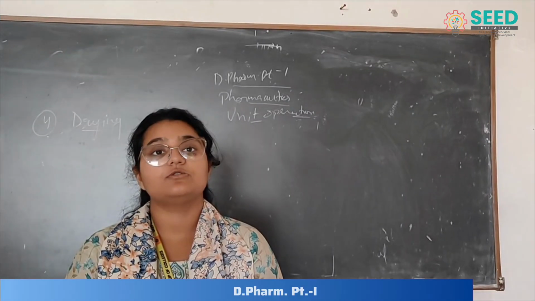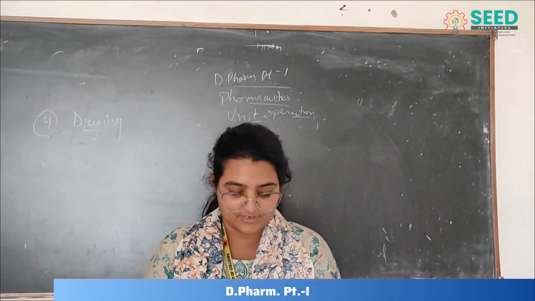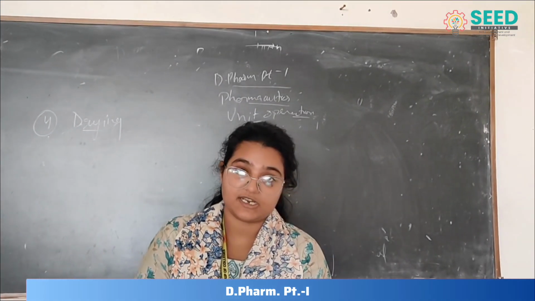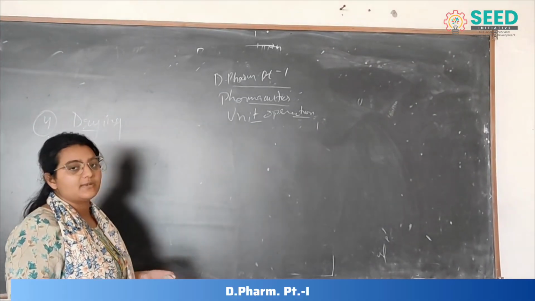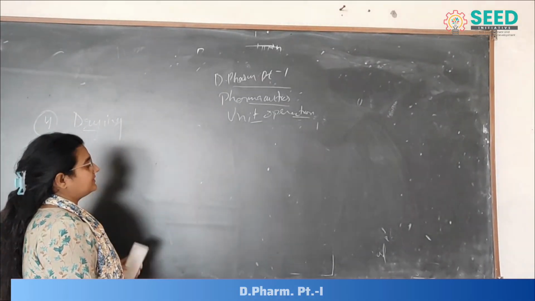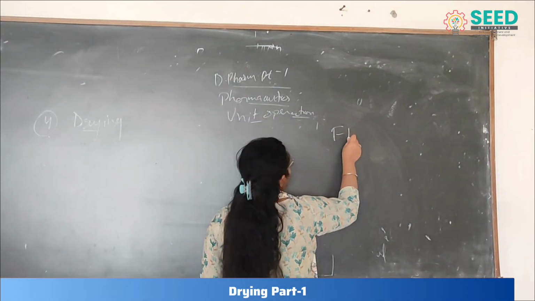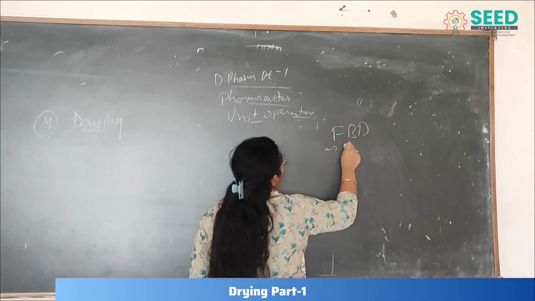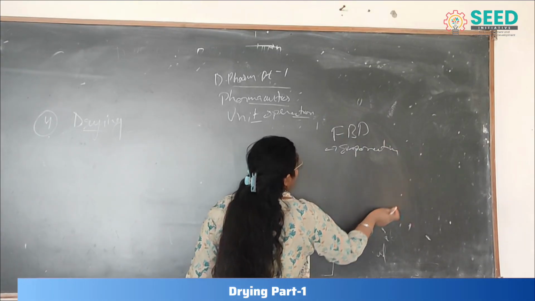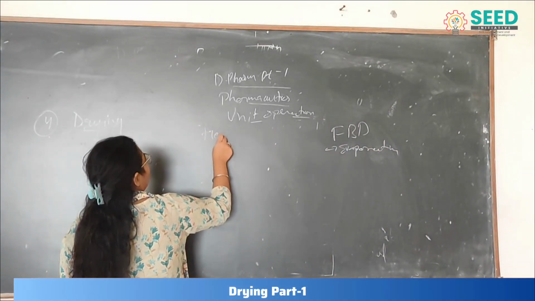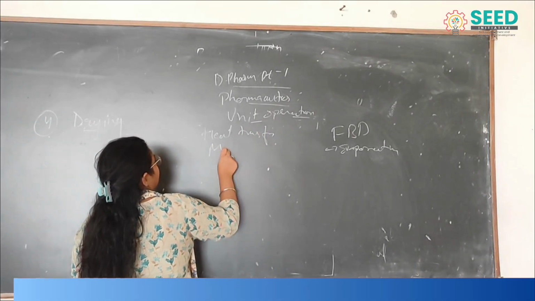So myself Indu. Today we are going to study the continuing part of our dryers, that is the freeze dryer. In the last session we studied the fluidized bed dryer. We got to know the principle behind the fluidized bed dryer. It works basically on evaporation. The drying is basically done by heat transfer or mass transfer.